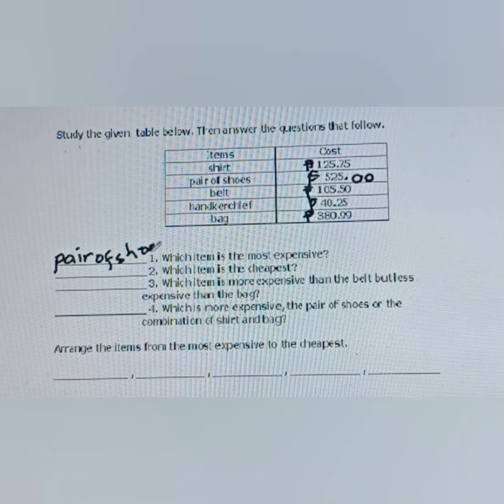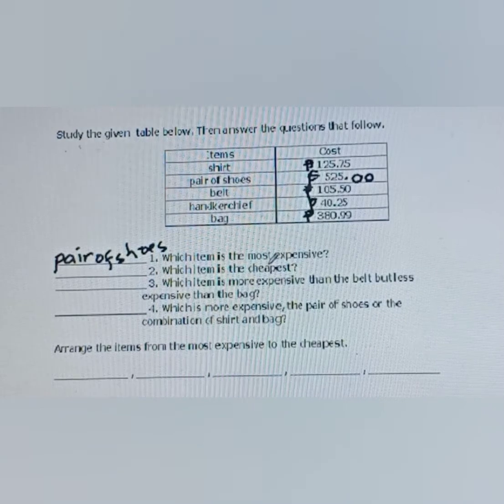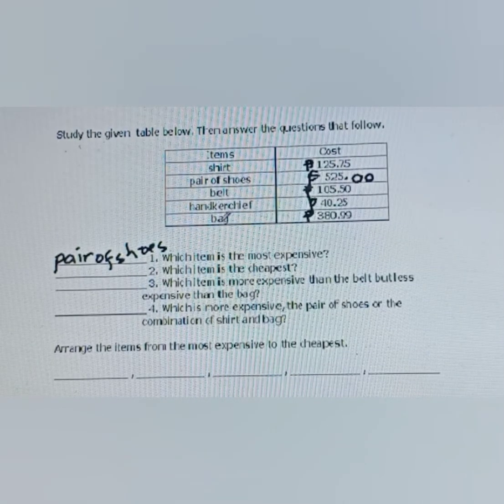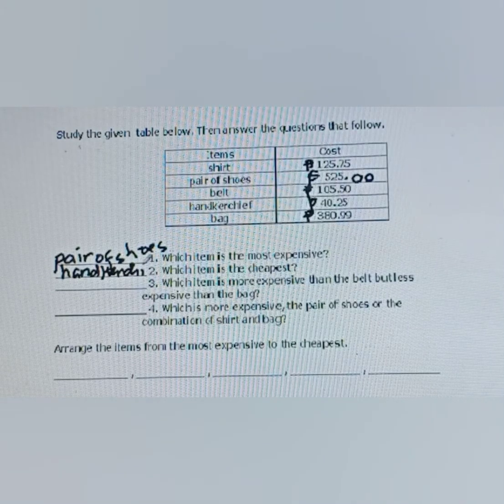Okay. What about number 2? Which item is the cheapest? So look for a whole number that is the smallest here. So the smallest whole number, as you can see, is the 40, right? So that's the cheapest. So our answer is the handkerchief, correct? So let's write handkerchief here. Okay.